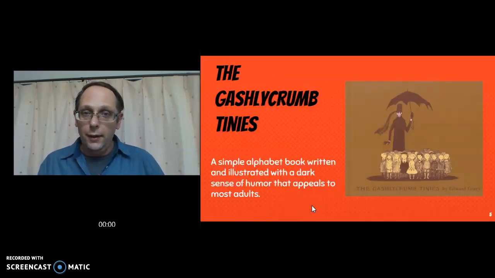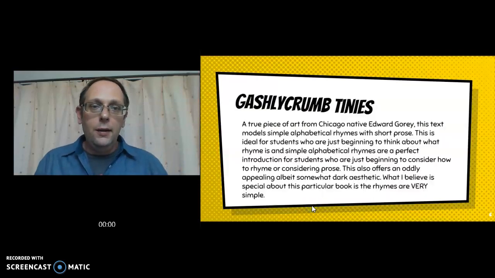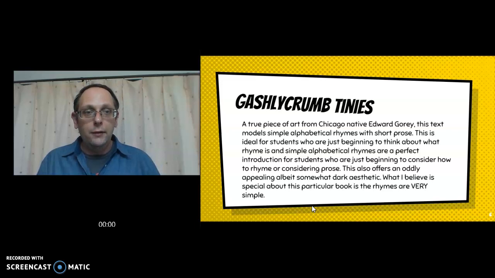Well, the first one I've selected is The Gashlycrumb Tinies. So, a simple alphabet book. It's written and illustrated with a dark sense of humor that appeals to most adults. It's from Chicago native Edward Gorey. The text models simple alphabetical rhymes with a short prose. It's ideal for students that are just beginning.